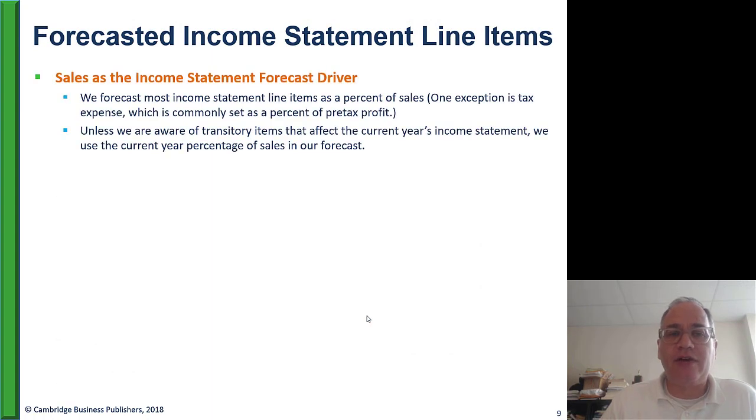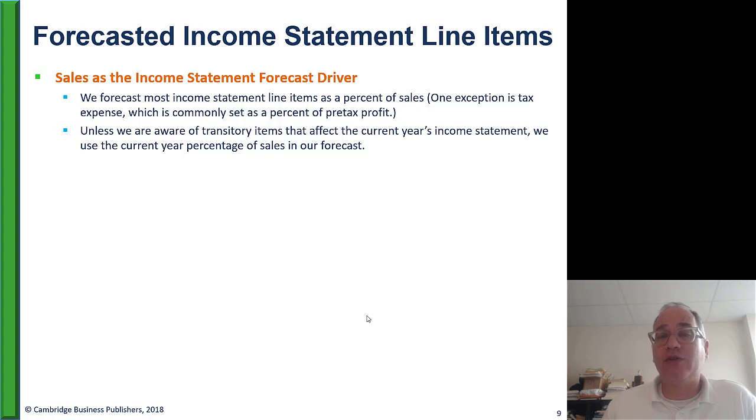Then we project other items on the income statement, oftentimes as a percentage of sales. Now, tax is going to be different. It'll be a percentage of pre-tax profit. And again, what we're going to do for 2018 is it's going to be 21%.